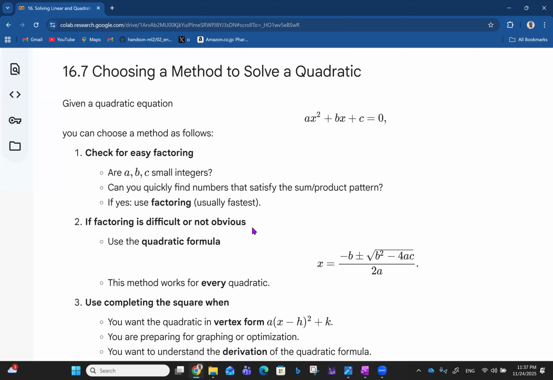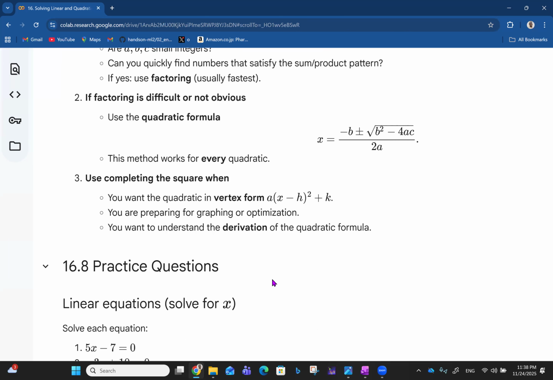If factoring is difficult or not obvious, you can use the quadratic formula. For instance, if you're dealing with symbolic expressions and you just want to do it the way it is, the quadratic formula is really helpful. So x equals minus b plus or minus the square root of b squared minus 4ac, over 2a, which we already saw how to derive. This method works for every quadratic, no matter what it is like.